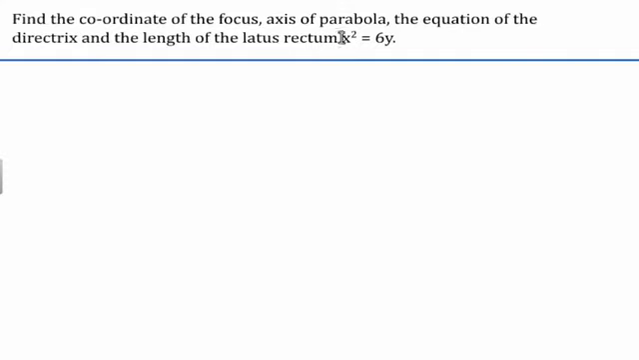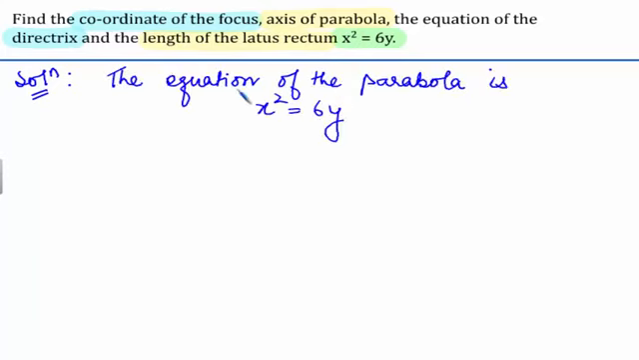In this question we are given a parabola x square is equal to 6y and we have to find the coordinate of the focus, the axis of the parabola, the equation of the directrix and the length of the latus rectum. Let's begin with the solution. The equation of the parabola is x square is equal to 6y. Now as we can see, the given equation involves a term x square. Therefore the axis of symmetry is along the y-axis.